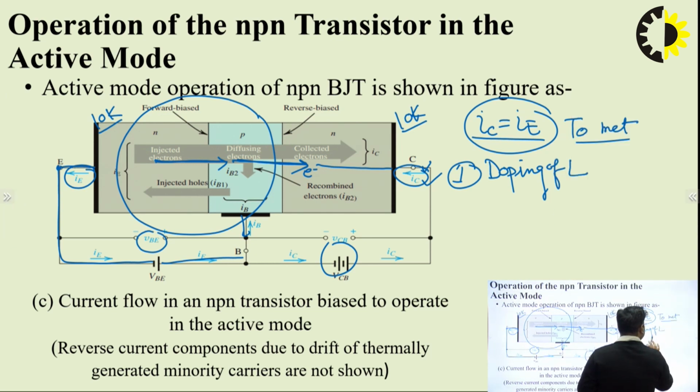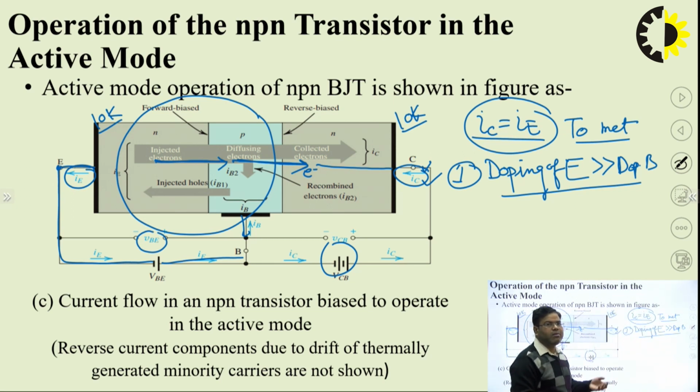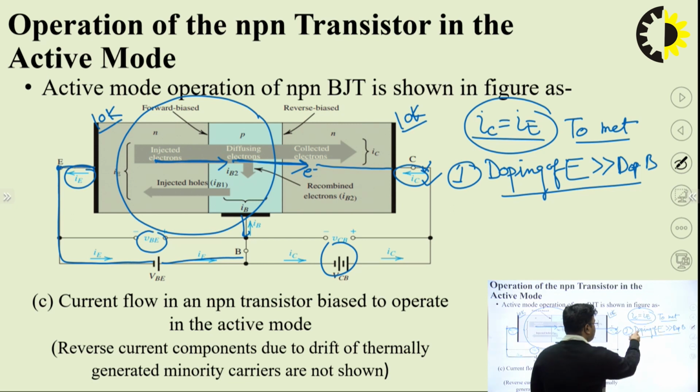emitter region should be much higher than doping of base region. This is the first requirement. Doping of emitter should be much higher than doping of base, so that we have very few holes in the base region and we have the maximum number of electrons in the emitter. So less recombination will take place, and the loss of electrons due to recombination will be made much less by this adjustment.